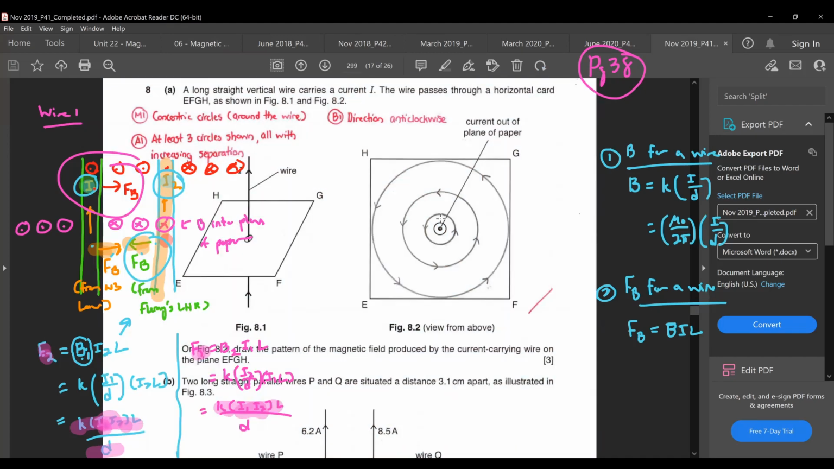Okay. Yes. Joe, do I need to use a compass? Yes. I would suggest you bring a compass along to your exam hall.